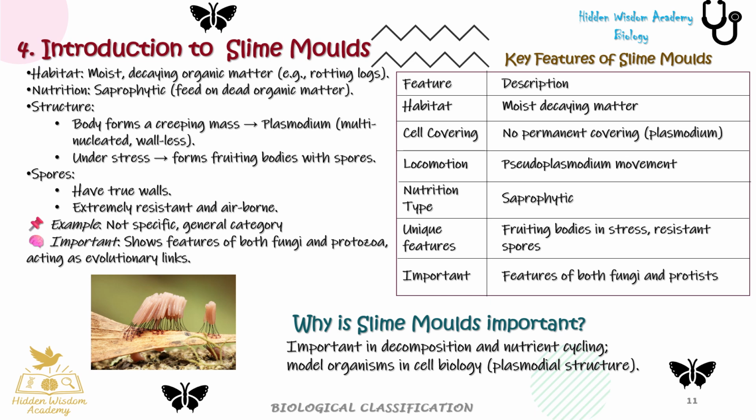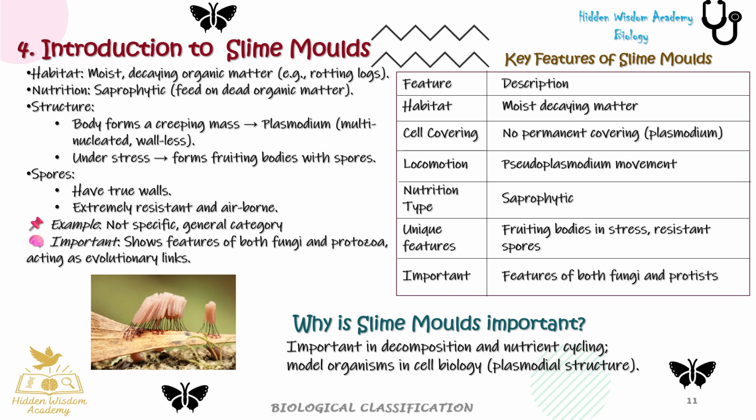Key features of slime molds with their description. The habitat of slime molds is mostly decaying matter. The cell covering they have is not permanent, but a creeping mass called a plasmodium, which is multinucleated and cell wall-less, as said before. Their locomotion is pseudoplasmodium movement. Their nutrition type is saprophytic. The unique feature of slime molds is that they have fruiting bodies and stress-resistant spores. They are important because they show features of both fungi and protists.